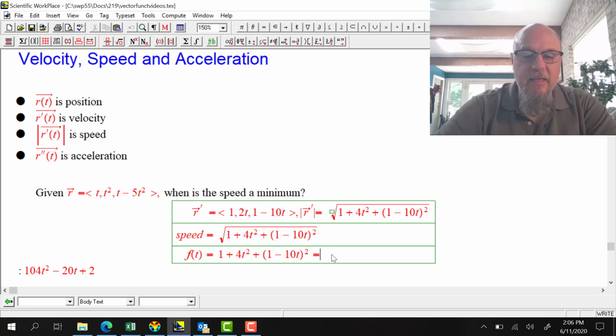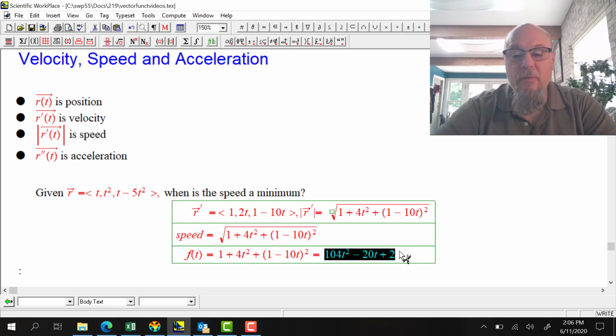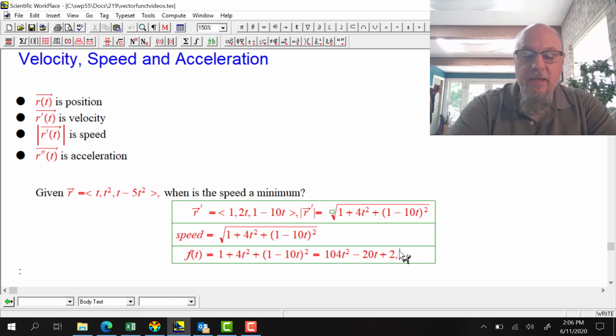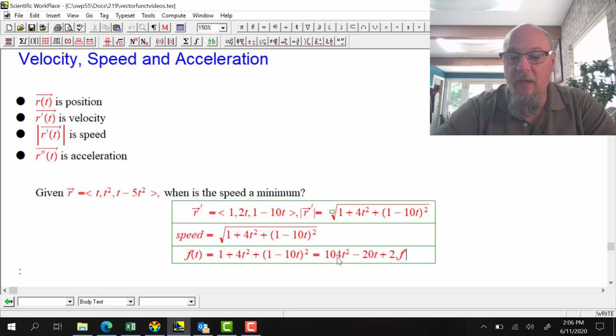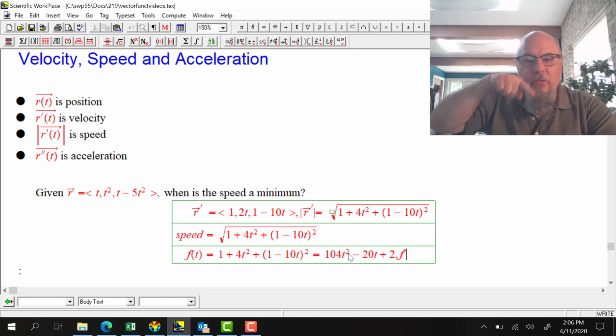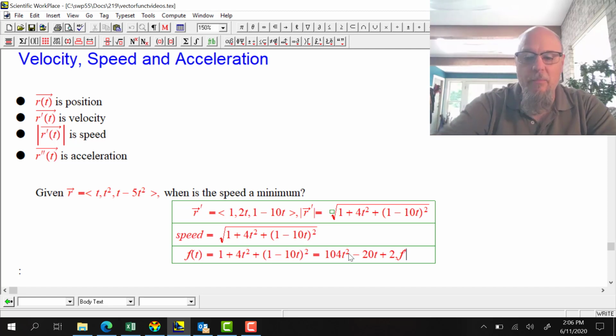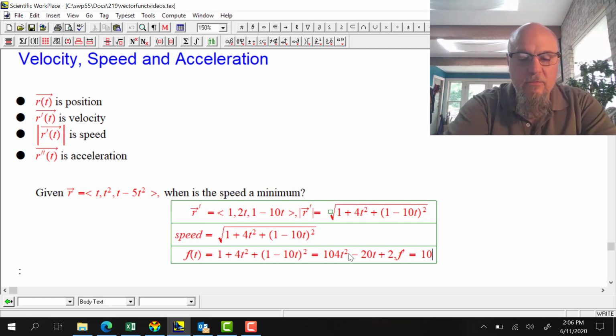Let's expand and clean that up a little bit. Just makes our math a little bit simpler. So that's speed squared. So now I'm getting the derivative of that. Oh, it's a t squared, positive t squared. It's a parabola. So I'm looking for the minimum of that. I'm looking for the vertex, the bottom of the parabola. So let's take our derivative.